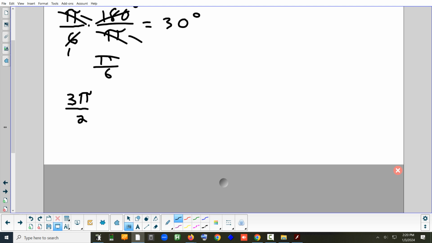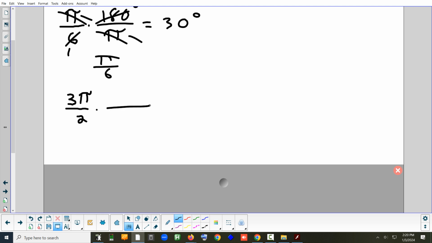270. Yep, that's 270. So when I do it in my head, I look at this and say, okay, I already know that. I have that memorized. Pi over 2 is 90, and it's triple 90, so it's 270. But if you don't have it memorized, you just work through it.